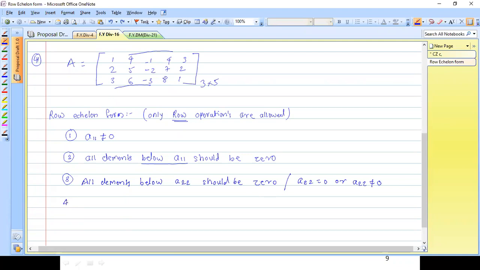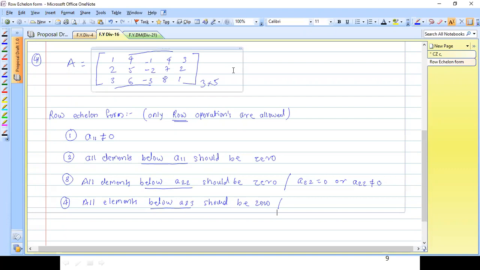Okay, so next point: all elements below A33. A33 means the third diagonal element. Below, I'm talking about below, underline that word: below A22, below A33. And you are just going to mention here, there is no condition on A33. Your A33 may be 0, may not be 0.